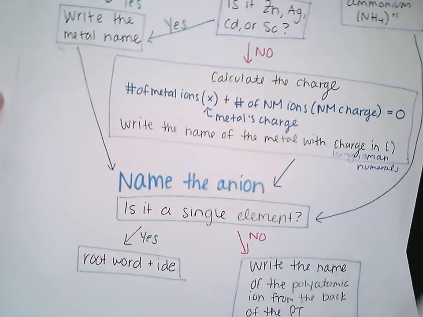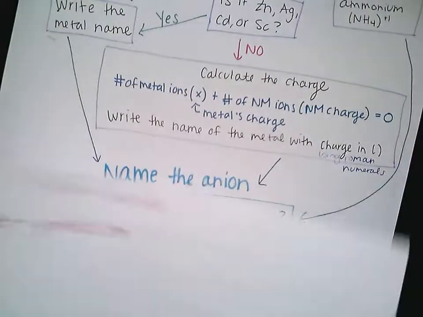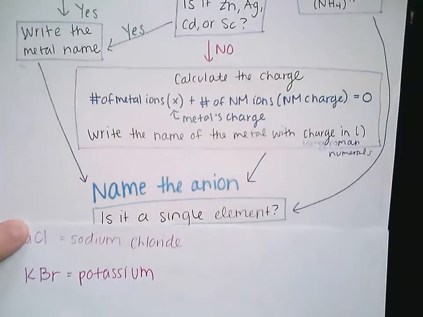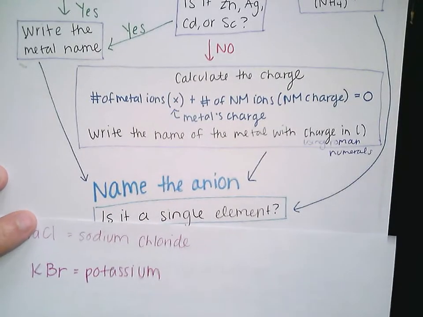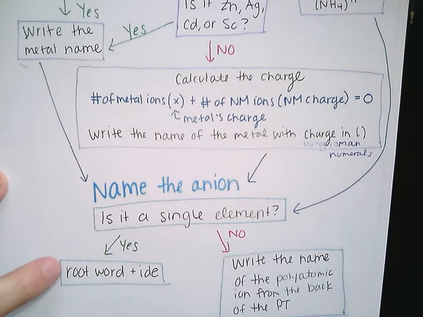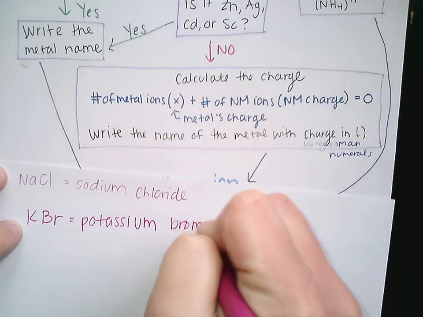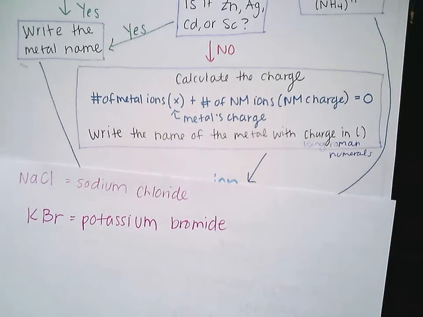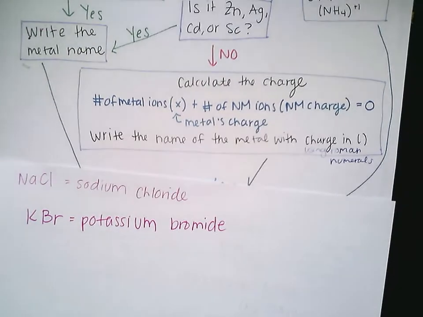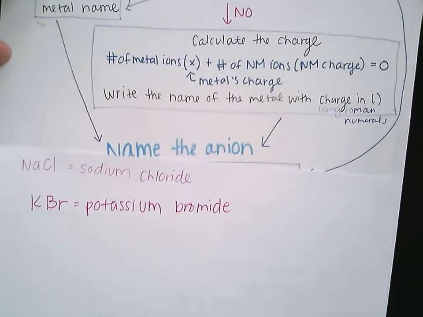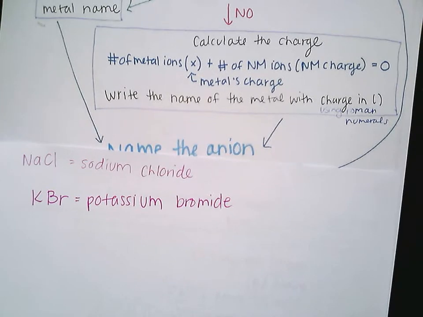Now my next step is to name the anion. So the first question, and only question, is, is it a single element? Br is a single element, so yes. So I need to use my root word plus IDE. So this is going to be bromide. That was the simplest naming type that we did when we talked about binary ionic naming. Remember, binary meaning 2.